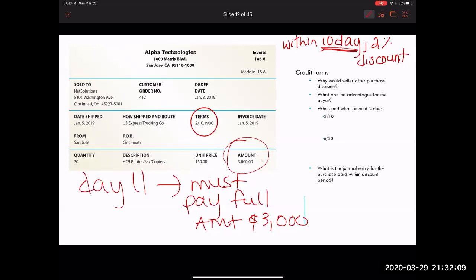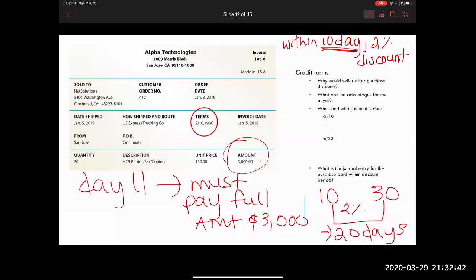So the idea here is you can pay in 10 days or you can pay in 30 days. The difference is about a 20-day difference, right? So the seller is willing to give a 2% discount if the buyer pays 20 days earlier. They want their money a lot sooner so they can start their process of, maybe, paying off people, and so forth and so on.